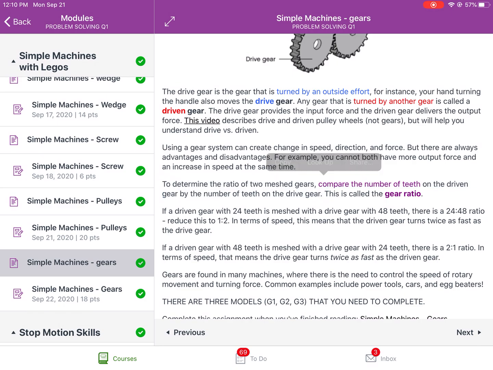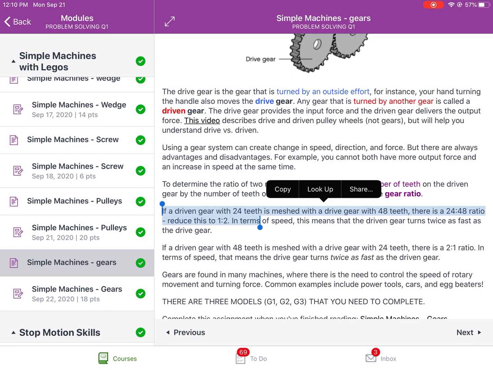So if you look at the next paragraph, I give you a couple of examples. If a driven gear with 24 teeth is meshed with a drive gear with 48 teeth, driven to drive would be 24 to 48. So you're going to reduce that, right? Those are both even numbers. You know you can reduce both of those.